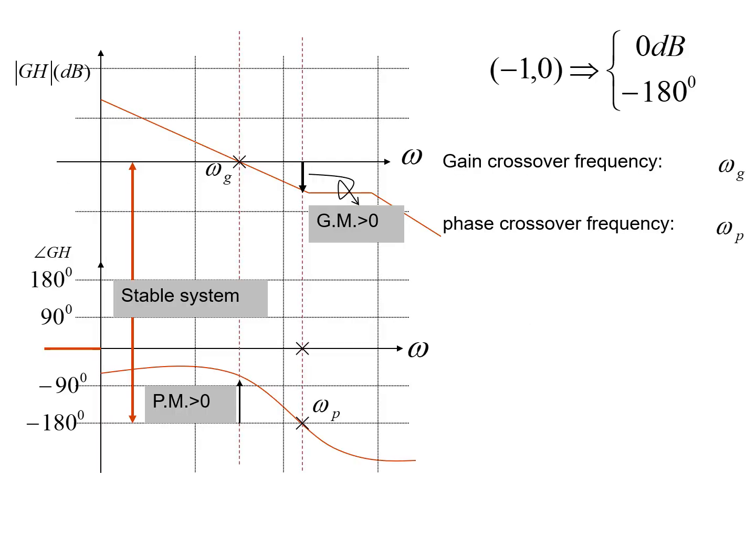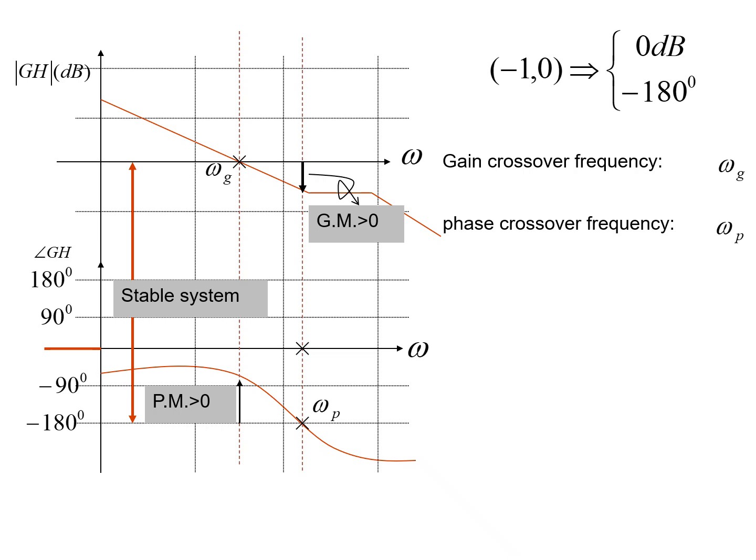Okay, it is in the plot, and in the plot, the system is for the amplitude plot. It is the gain crossover frequency, omega G. It is the gain crossover frequency, and then the phase crossover frequency, it is omega P. Okay.